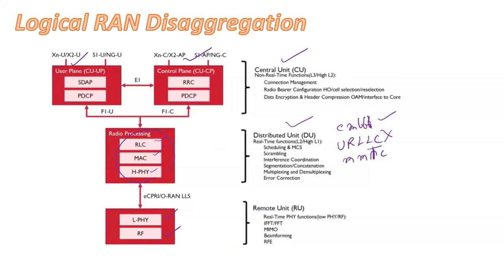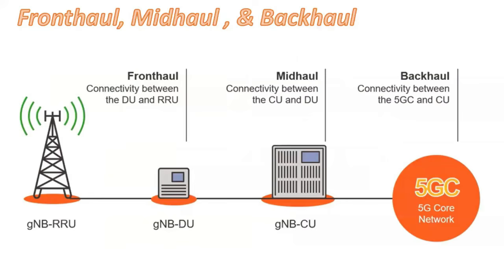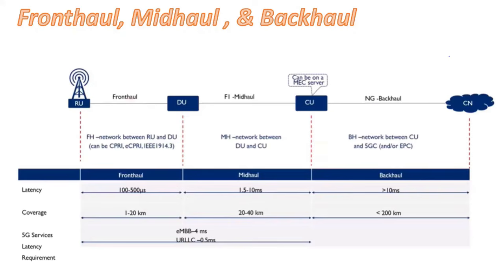So we have different use cases and applications needed. That is why we need a split architecture, right? And as I said, we have three interfaces. One is backhaul, one is midhaul, and one is fronthaul. So between the DU and RRU, this is called fronthaul. Between the DU and CU, that is called midhaul, and between the CU and core, that is called the backhaul. Okay. Again, fronthaul, midhaul, and backhaul.